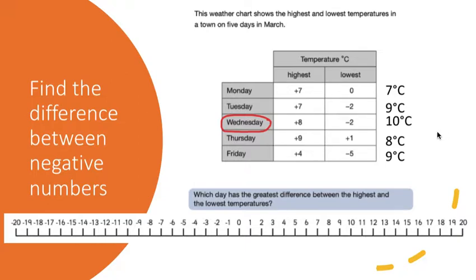For this one, we need to find the difference between each of the temperatures. So between plus 7 and 0, 7 degrees. Between plus 7 and minus 2, the difference is 9 degrees. Between plus 8 and minus 2, 10 degrees. The difference between 9 degrees and 1 degree is 8 degrees. The difference between 4 degrees and minus 5 degrees is 9 degrees. So the largest difference was 10 degrees, and that's on Wednesday.